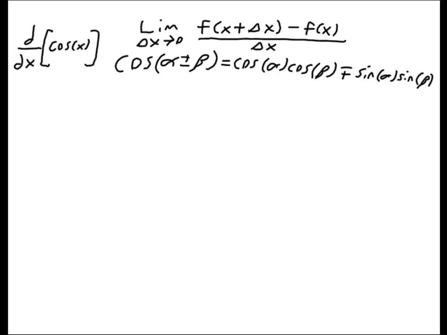So in this video I'm going to prove the derivative with respect to x of the cosine of x. And to do so I'll need my definition of the derivative, which is the limit as delta x approaches 0 of f of x plus delta x minus f of x all over delta x. I have it written there at the top.